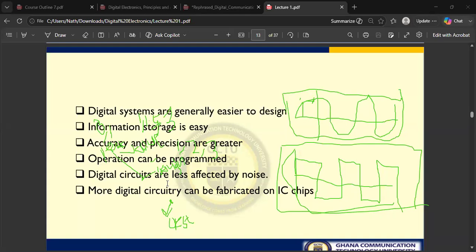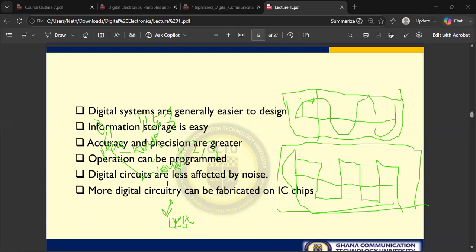Even with that, the digital system is still easier to regenerate the signal. So if the digital signal is distorted by noise, you can easily generate the original signal by just amplification. But in analog systems, when the signal is distorted by the noise, it takes a lot of effort to get the signal back. So this is also another advantage of digital system over analog system.